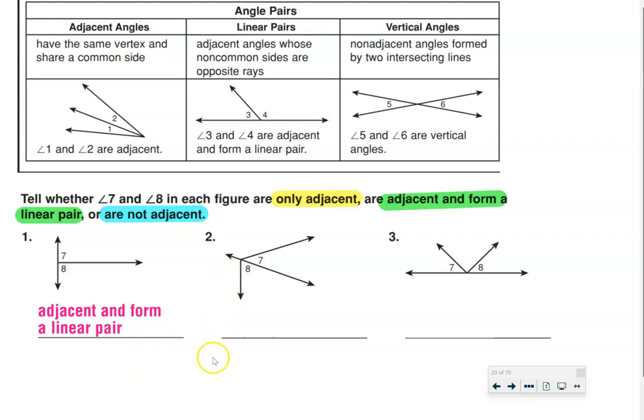Take a look at number 2. All right, number 2 is only adjacent. Now take a look at number 3. All right, these are not adjacent at all. They don't share a common side. They're not vertical either. Keep in mind they're not vertical, but they're not adjacent.